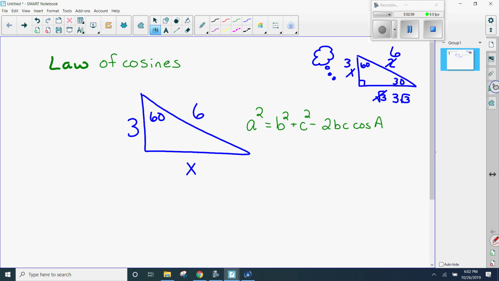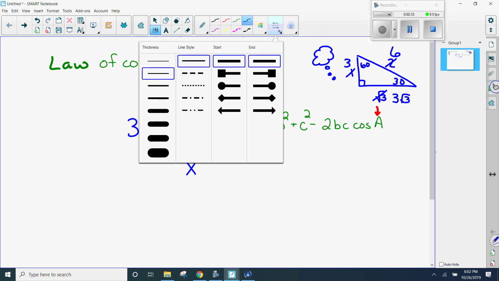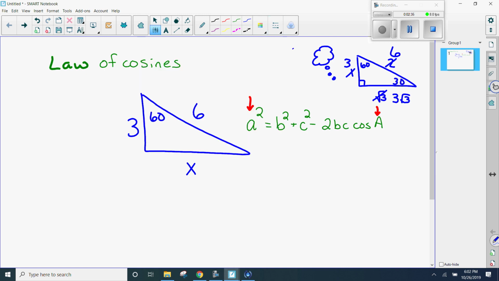Now, something to keep in mind when you're dealing with the law of cosines. This first value, which is A, the ending point will be the side opposite. So you will always have your pair opposite, like starting and ending in the law of cosines. Now, if I want to solve just for A, as a final step, you want to get rid of that square and take the square root.